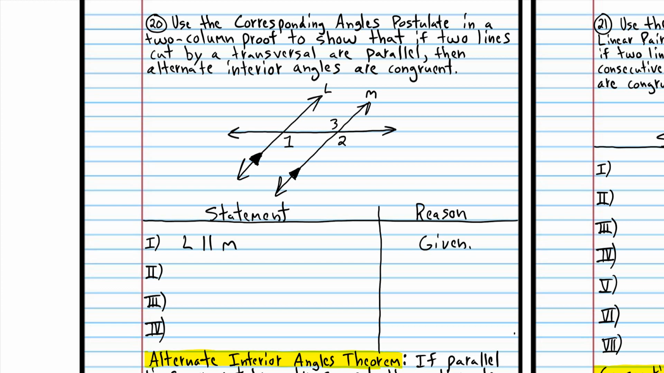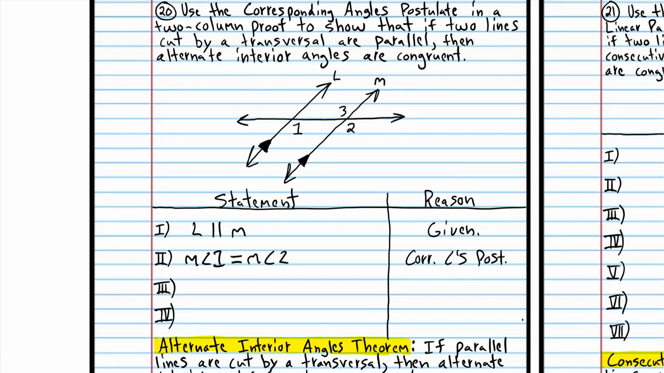All right, we're back. So we know that the measure of angle 1 is equal to the measure of angle 2 by the corresponding angles postulate, because those are both lower left. Lower right, lower right, lower right. And because these two lines are parallel, by the corresponding angles postulate, those must be equal. Those measures must be equal.